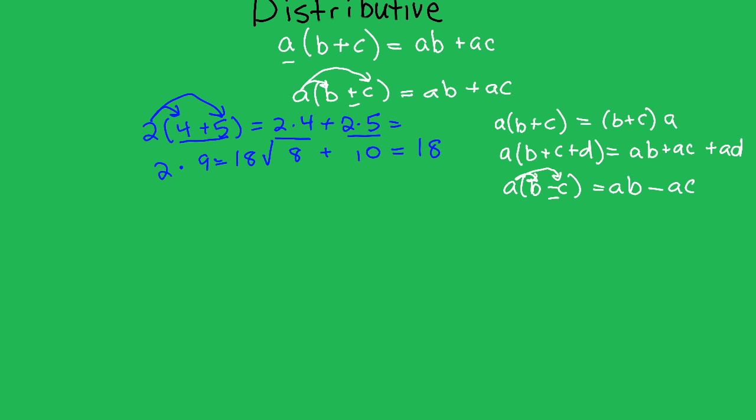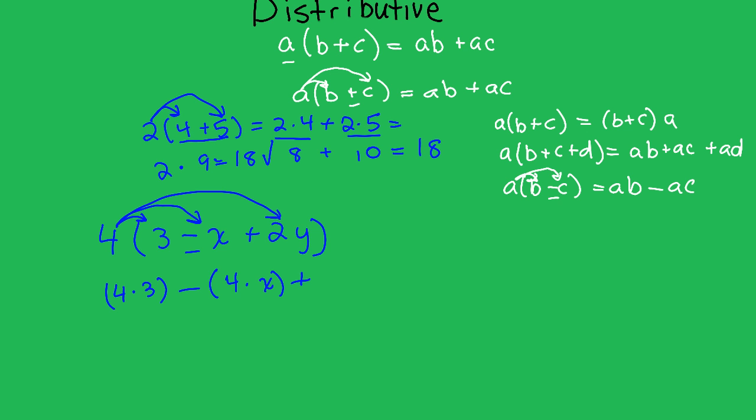Alright, now let's try our hand at a little more challenging one. So let's do 4 times the quantity 3 minus x plus 2y. I threw in some letters here. Remember, they're just variables, and you'll see them a lot in algebra. Just treat them like normal numbers. So we do 4 times 3. I put this in parentheses, and then we see the subtraction sign there, so we do minus 4 times x, and then plus again, so we do 4 times 2y.